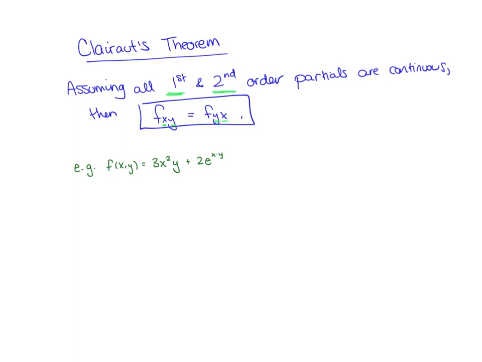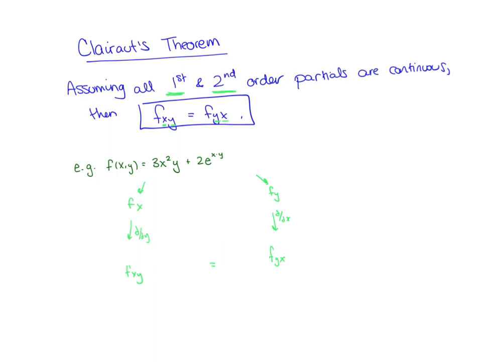So you'll see a worksheet question that asks you to verify this. And all that means is you first have to find the partial with respect to x and then with respect to y, or find the partial with respect to y first, and then the partial with respect to x of that. And then we want to show that these two things are equal. So let's go ahead and do that. I'll label my diagram here.